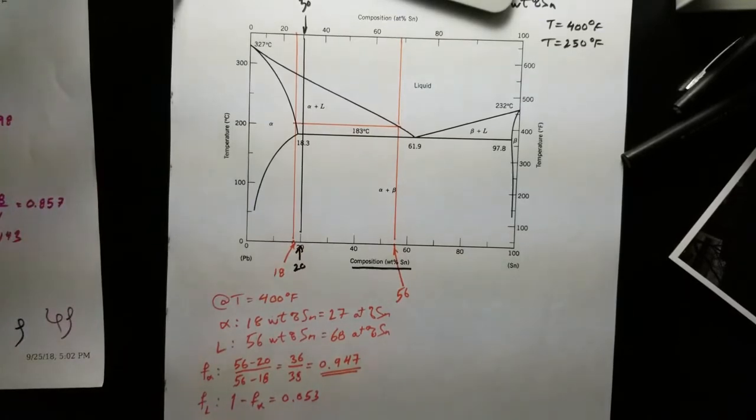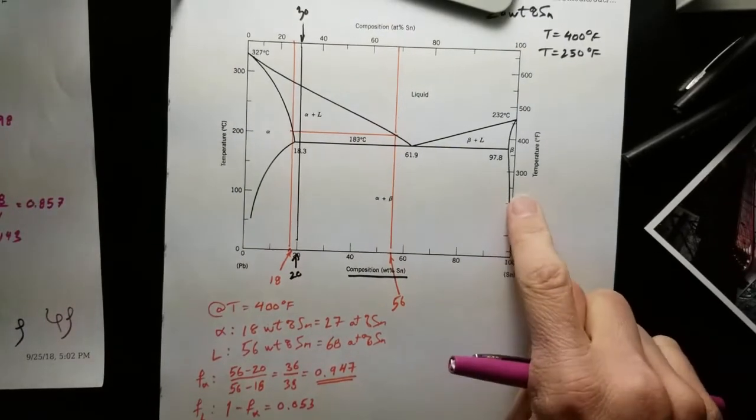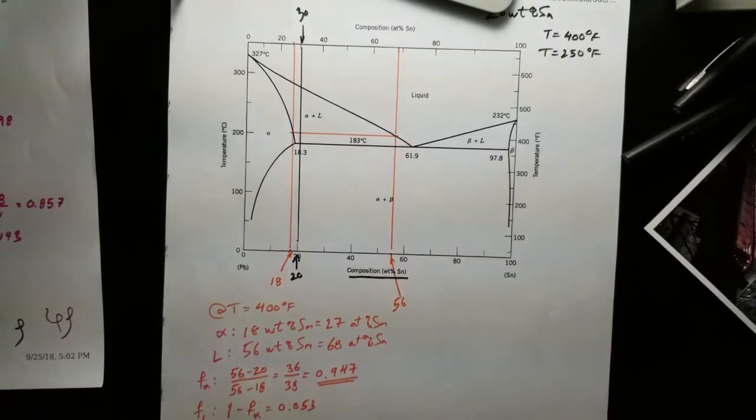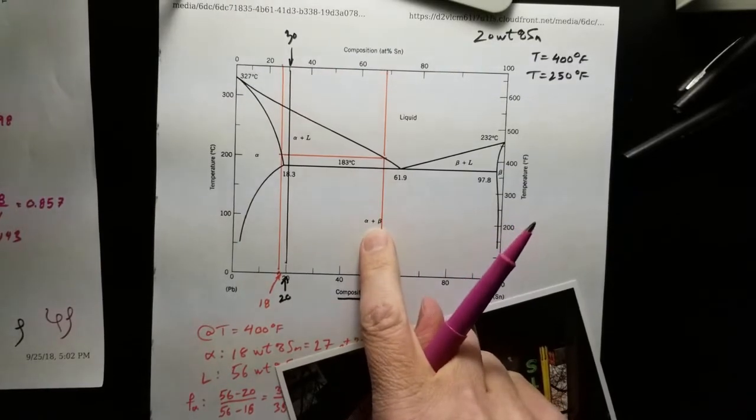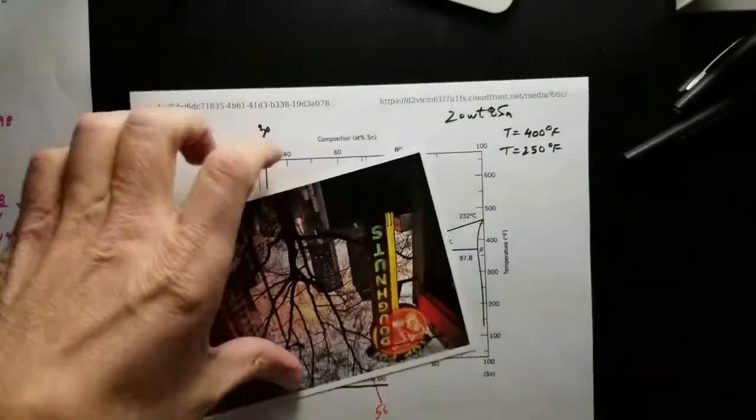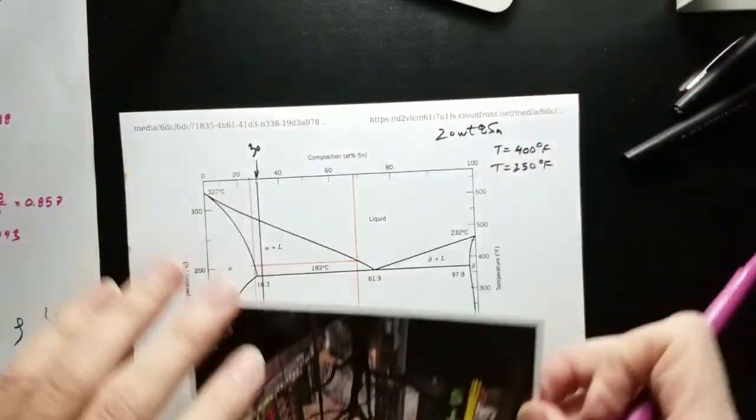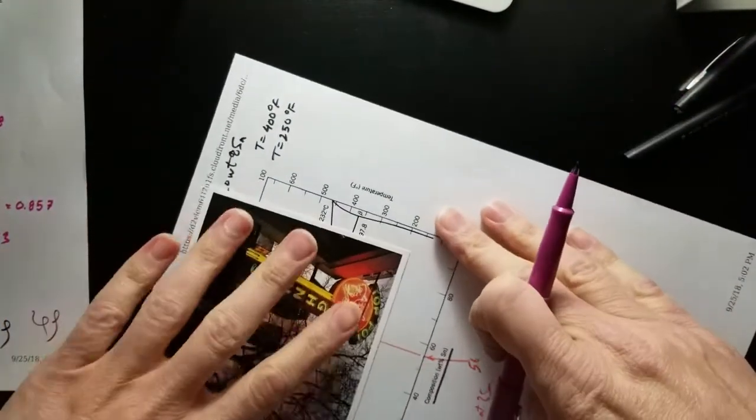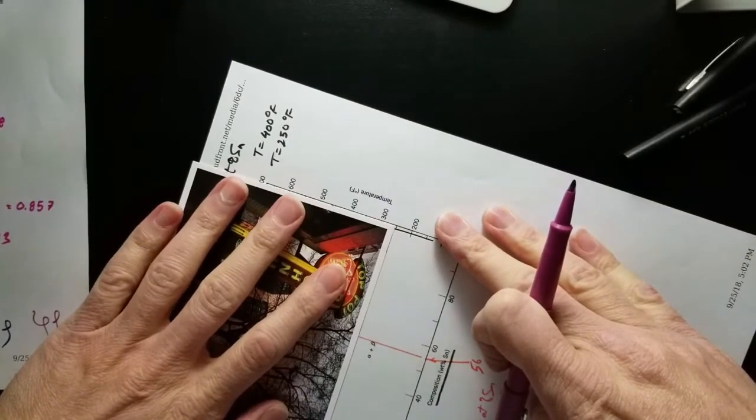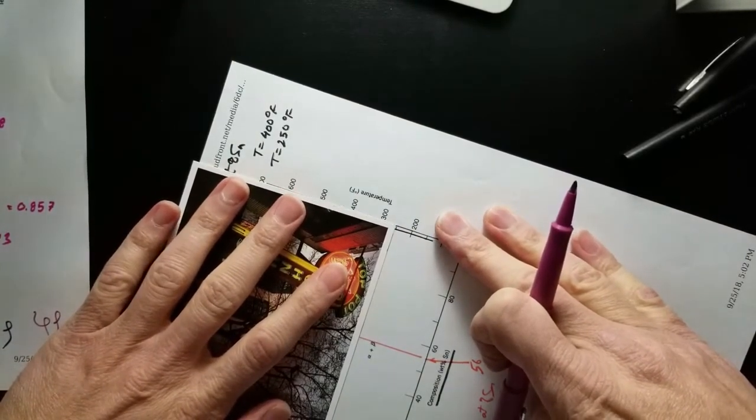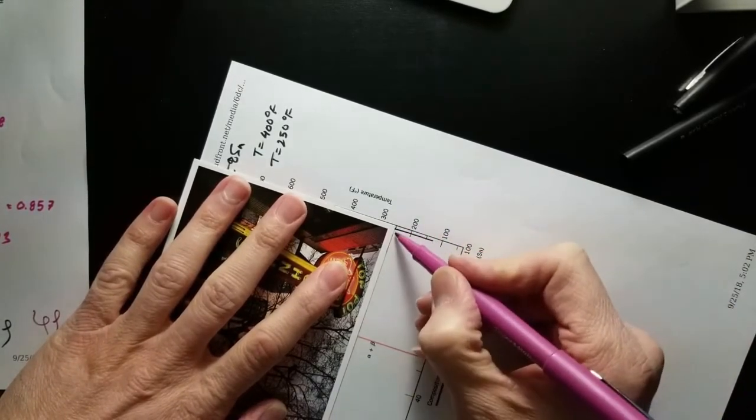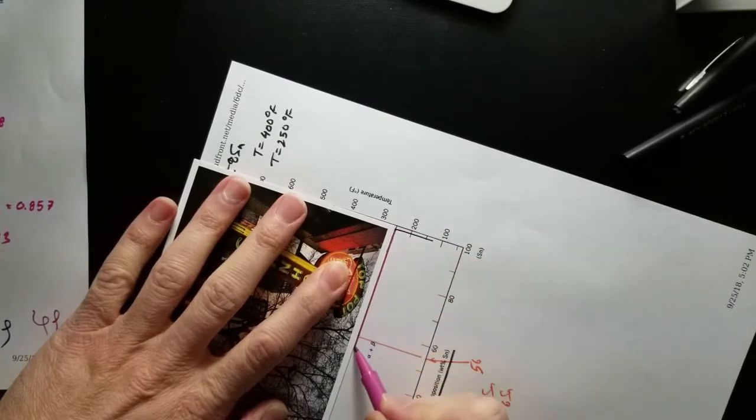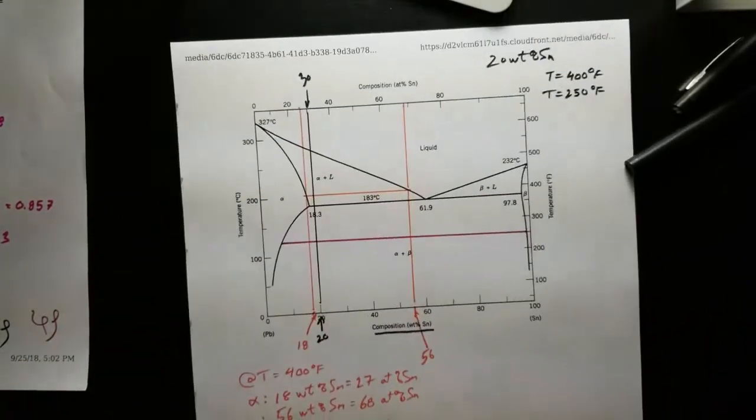Now let's look at 250 degrees Fahrenheit. So that's going to put us in the two-phase alpha plus beta region. So we're going to draw a horizontal tie line that goes from one edge of the boundary over to the other, and then drop vertical lines.